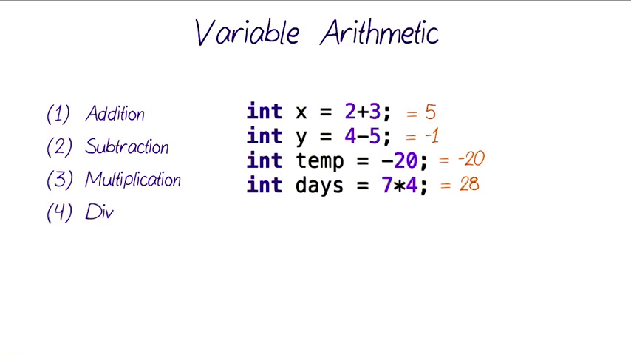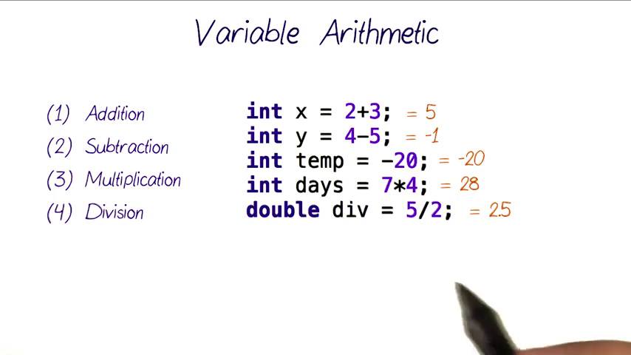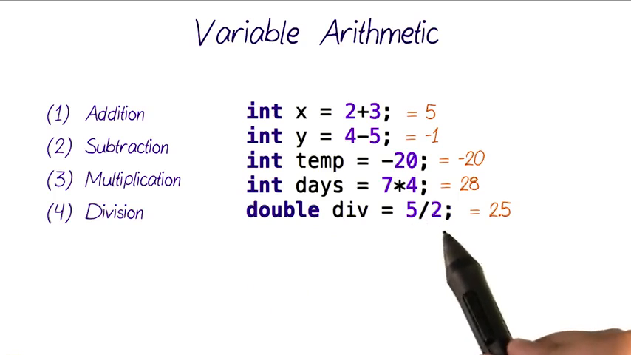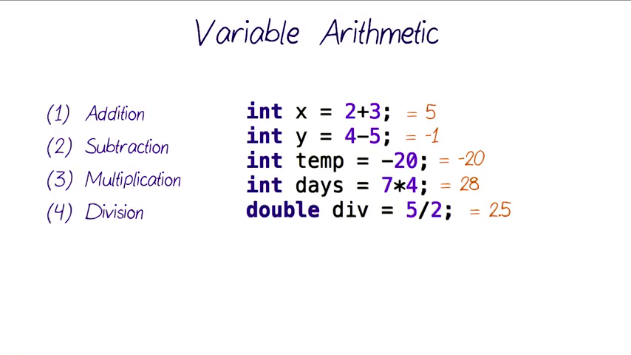And to divide numbers, we use this / sign, like this, double div equals 5 divided by 2, which would result in 2.5. However, even though we're storing the result in a double variable here, because we're dividing two integers, 5 and 2, the result also would become an integer, throwing away that fractional part and only storing the value 2 into our variable div.